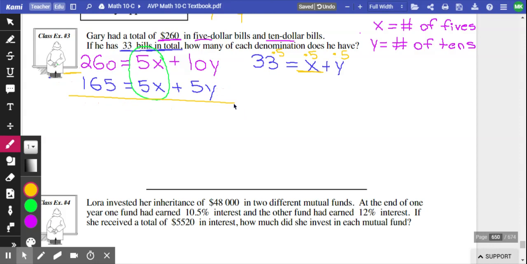Yep, for sure. When you subtract, you just go straight up and down. 260 minus 165 is 95. Equals is still there. People tend to lose that equal sign. You need to make sure it's in the same spot. 5x minus 5x eliminates. It's gone. 10y minus 5y is 5y.